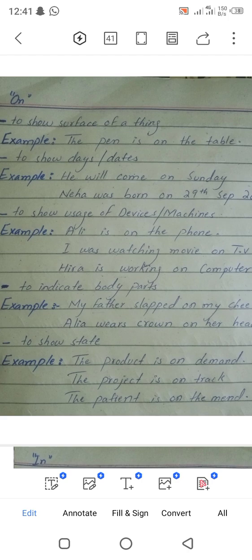Second use of the on is to show the days or dates. Now consider an example. He will come on Sunday.